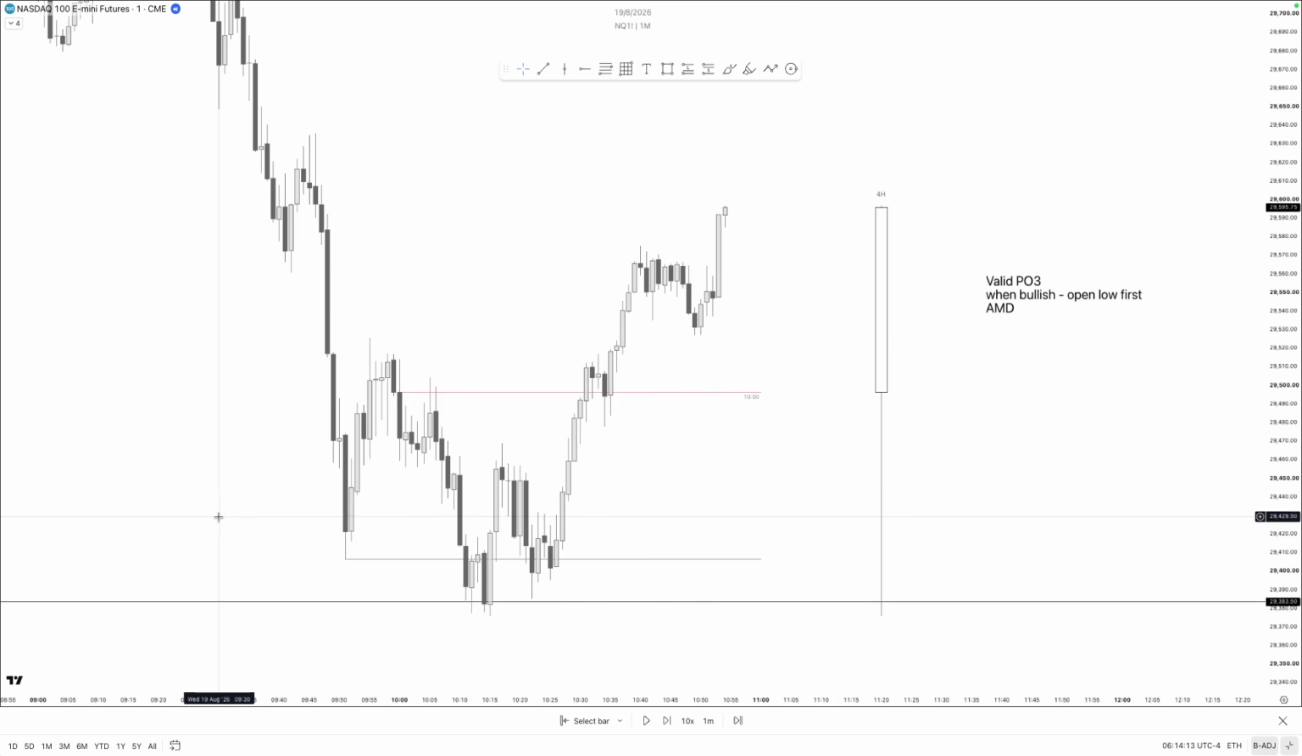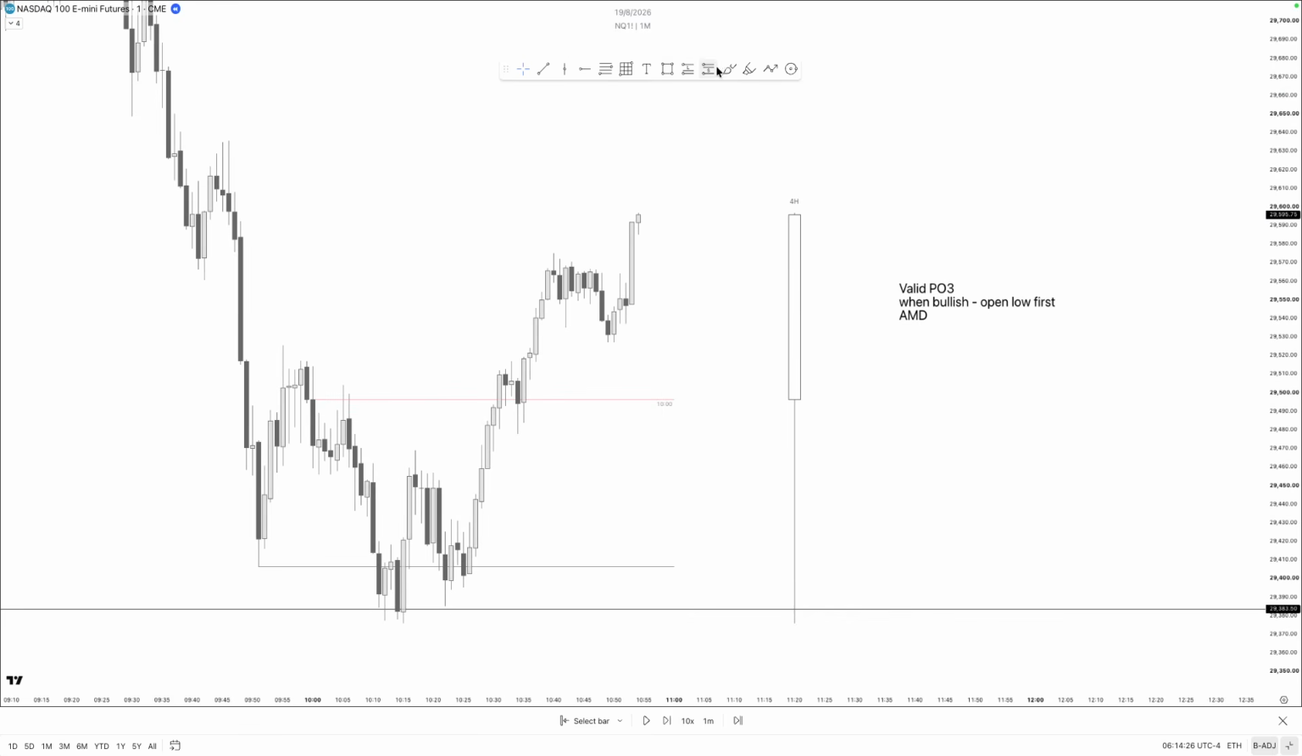Here is a clear view of that 10 a.m. PO3. See here the opening price right at 10 a.m. We open low first into the key level, at which I am anticipating low of day, and then we see an expansion away from there. So this is going to be accumulation inside here, manipulation, and then distribution within that new 4-hour candle.